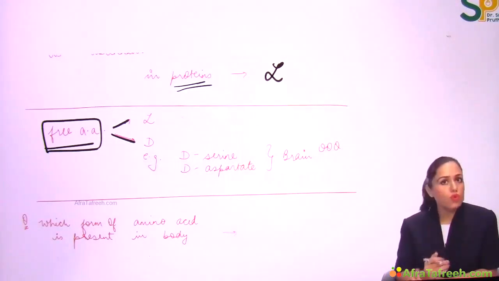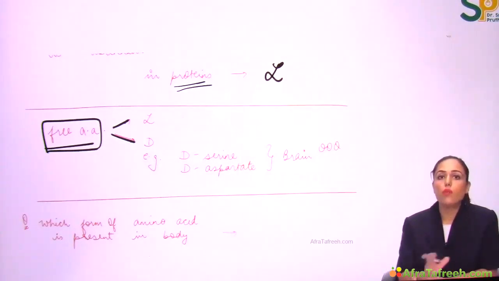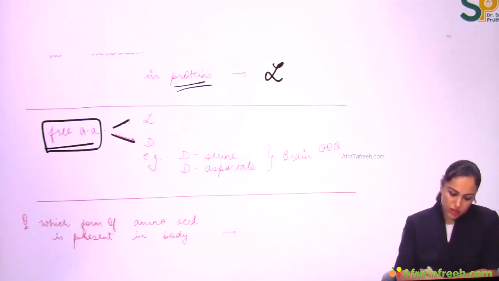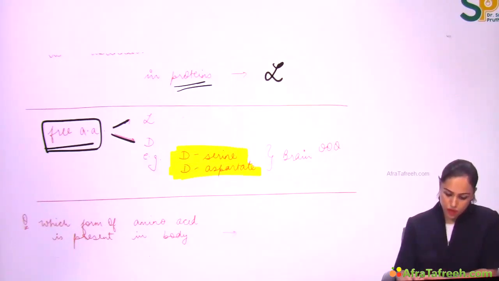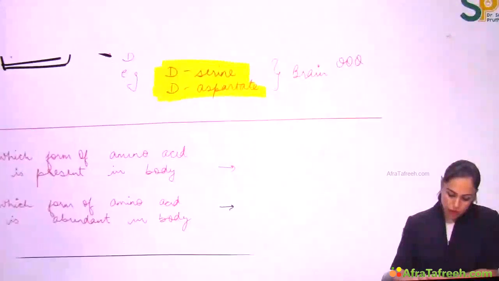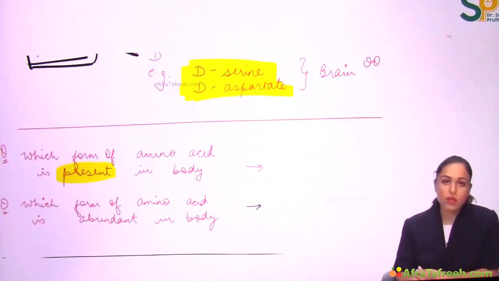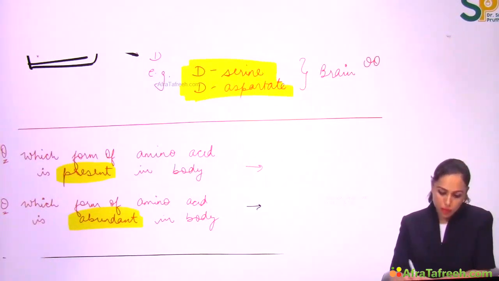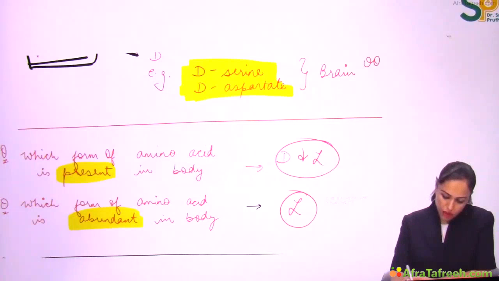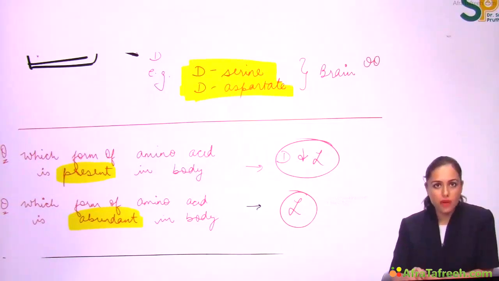But D form is also present in the body, when the amino acid is free in the body and not present in the proteins. So that amino acid can be L also, can be D also. And it is very important to know the examples of D amino acids, that is D-serine and D-aspartate, they are found in the brain. So if they ask which form of amino acid is present in the body, then both D and L forms are present. When they say abundant, then you will say L form is abundant, right?